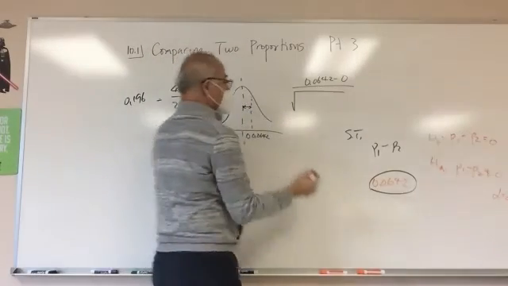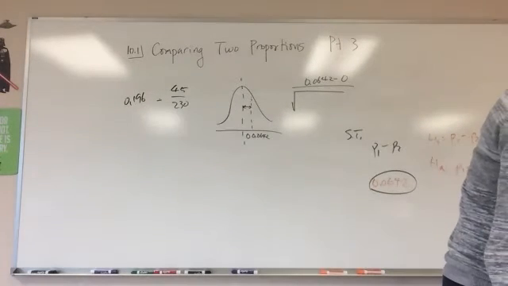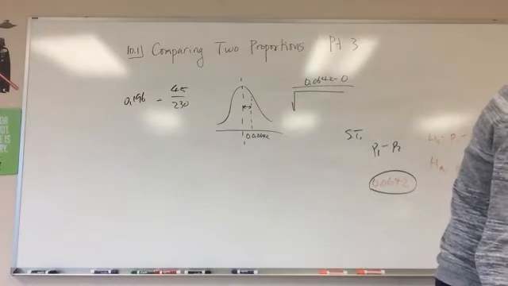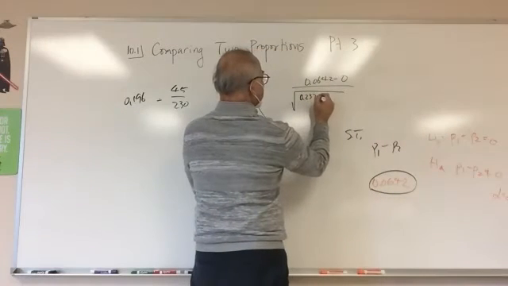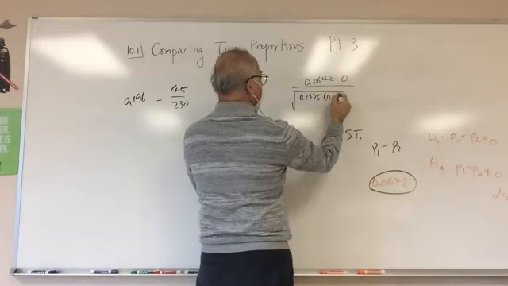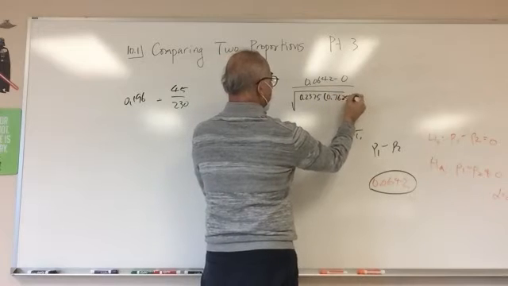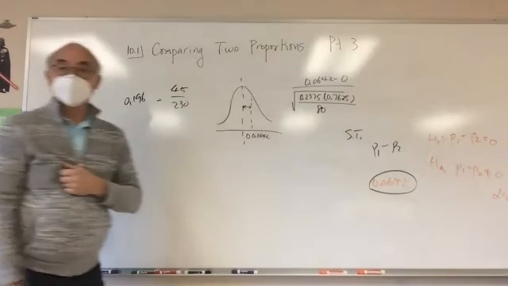P1 was what? 19 divided by 80 was 0.2375. So 1 minus that is going to be 0.7625, divided by 80, right?